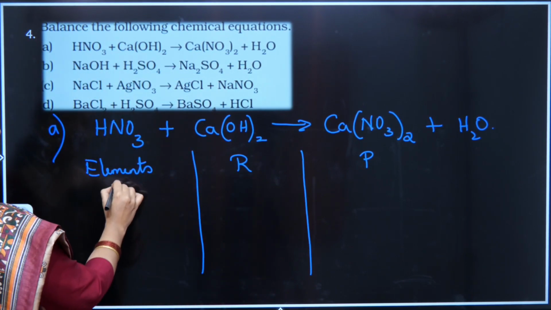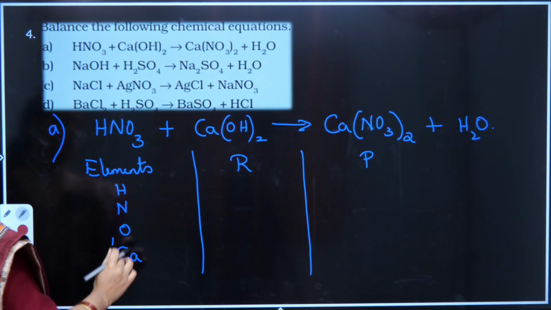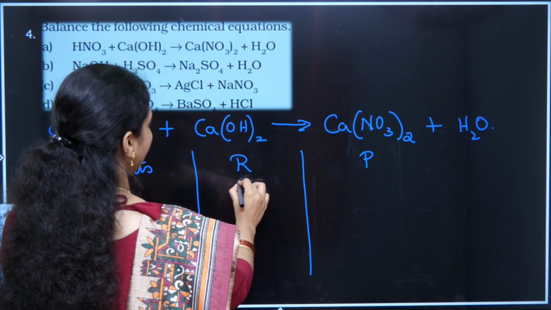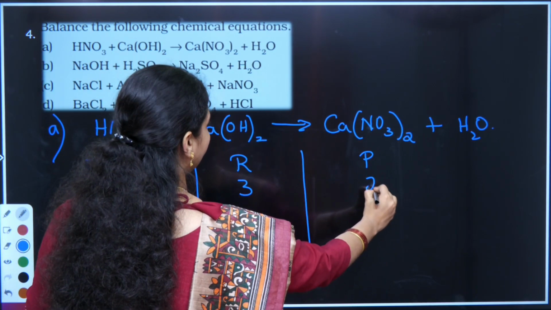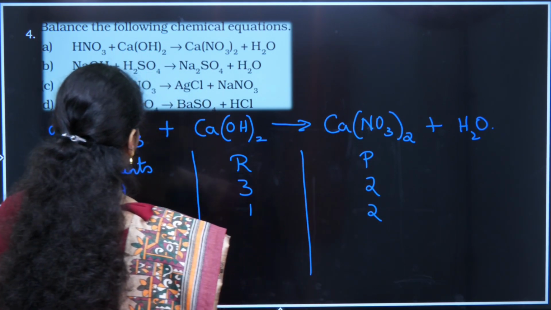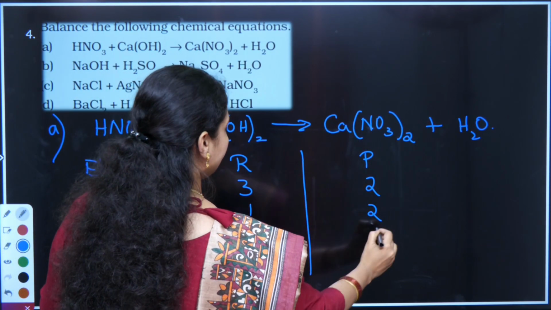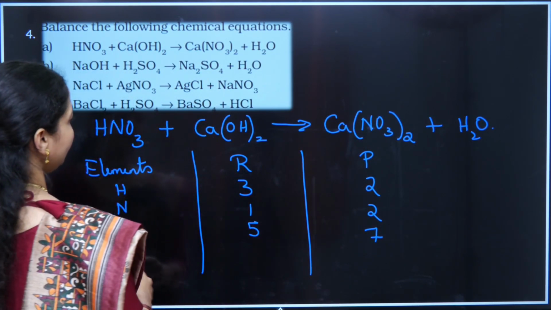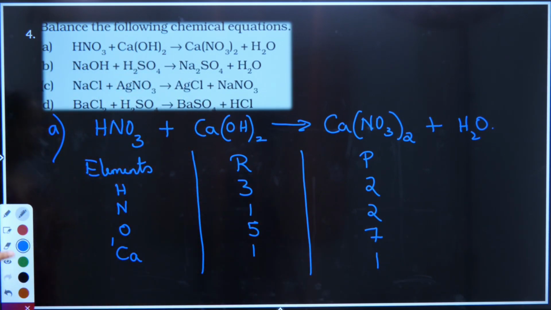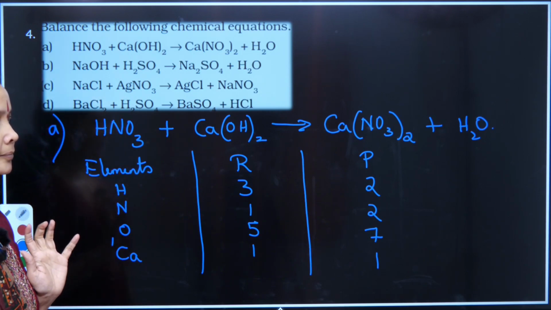The list of elements present are hydrogen, nitrogen, oxygen, calcium. 4 elements are present. Let us take the count. Hydrogen 1 and 2, 3 here. Hydrogen 2 here. Nitrogen 1 in the reactant, 2 in the product. Oxygen 3 and 2, 5 in the reactant, 6 and 7 in the product. Calcium 1 in my reactant and 1 in my product. So all the elements present here are not balanced. I should know the key aspect of balancing it.